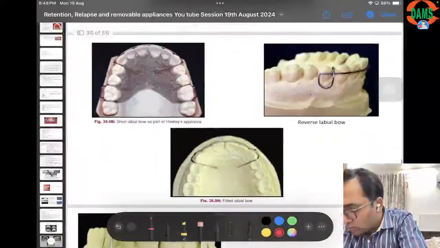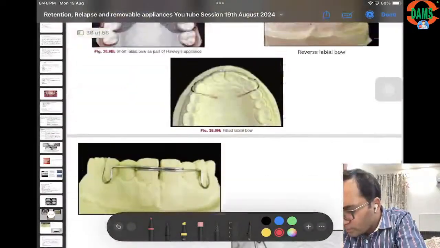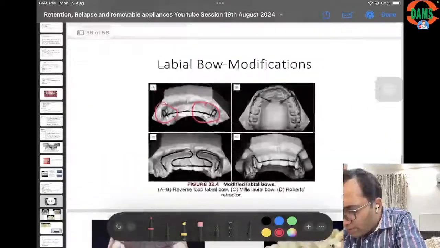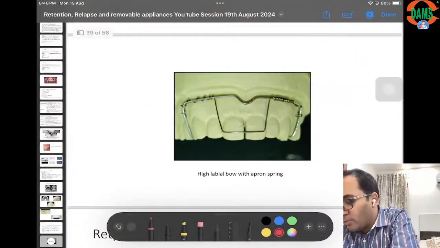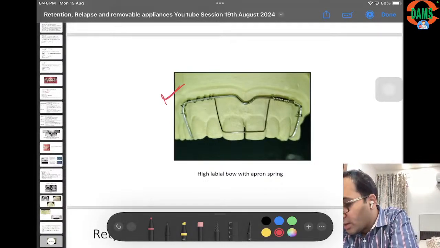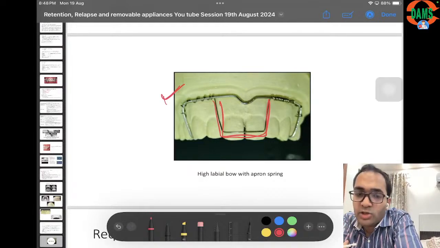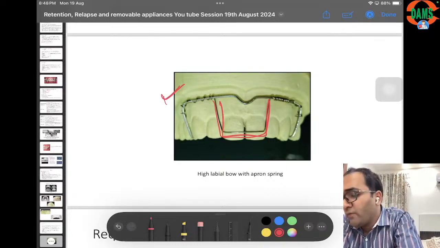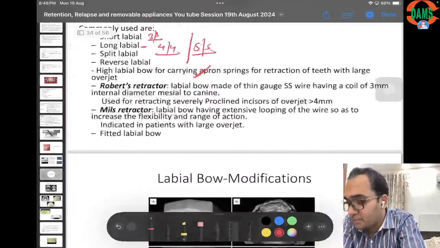I'll just show you. This is an image. This is a split labial bow. I have an image for this. This is the high labial bow with apparent spring attached. So see, it's in the buccal vestibule, and this is the spring which is attached to it. Spring is made up of light dimension wire, so it provides stability to that spring. We'll come to that part of springs in the later slides.